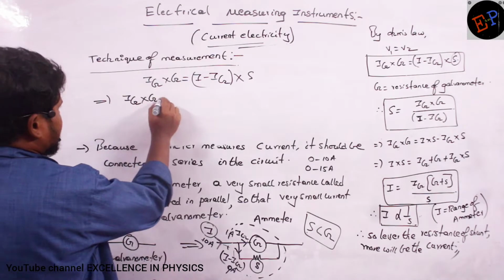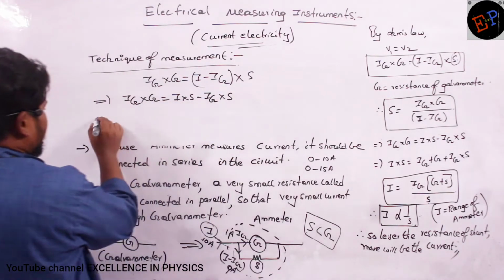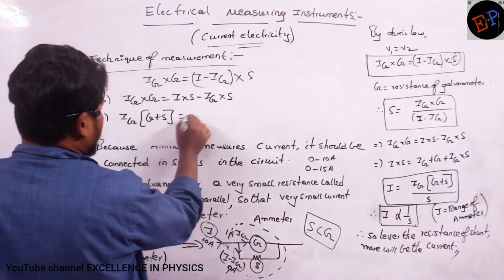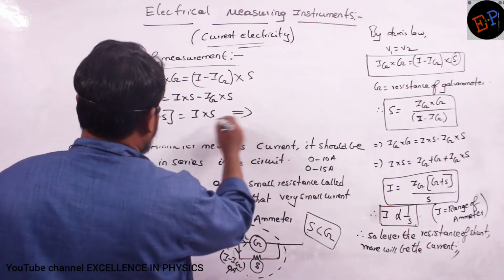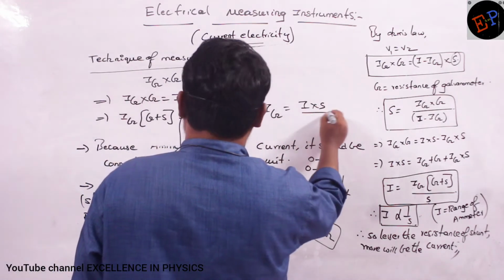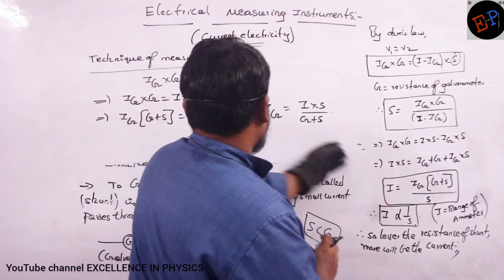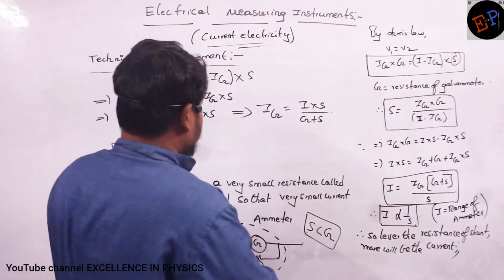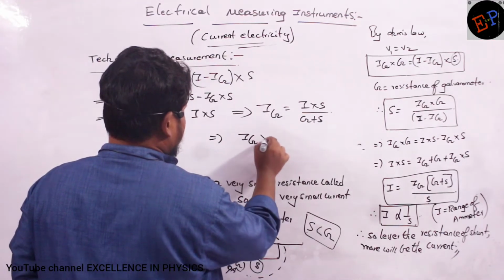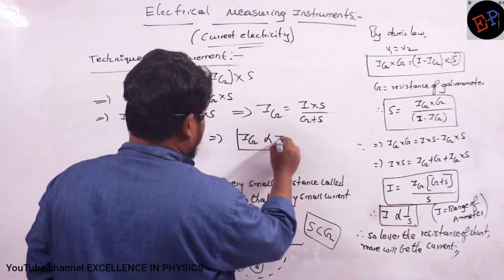So Ig into G is equal to I into S minus Ig into S. So take Ig on one side. If I take Ig common, then it is Ig times G plus S is equal to I into S. From this relation, I can also write Ig is equal to I into S divided by G plus S. Clear now? I can write like this. So from this equation, I understand one point: Ig is directly proportional to I.